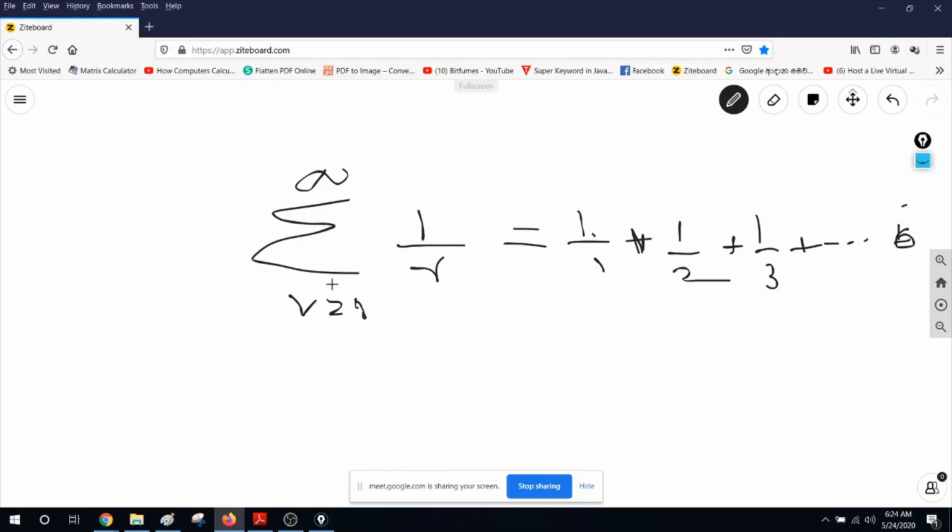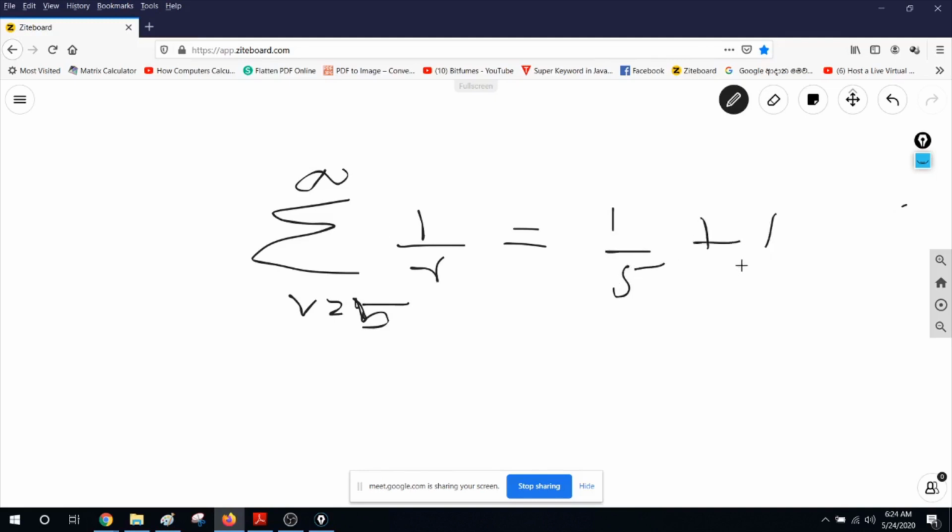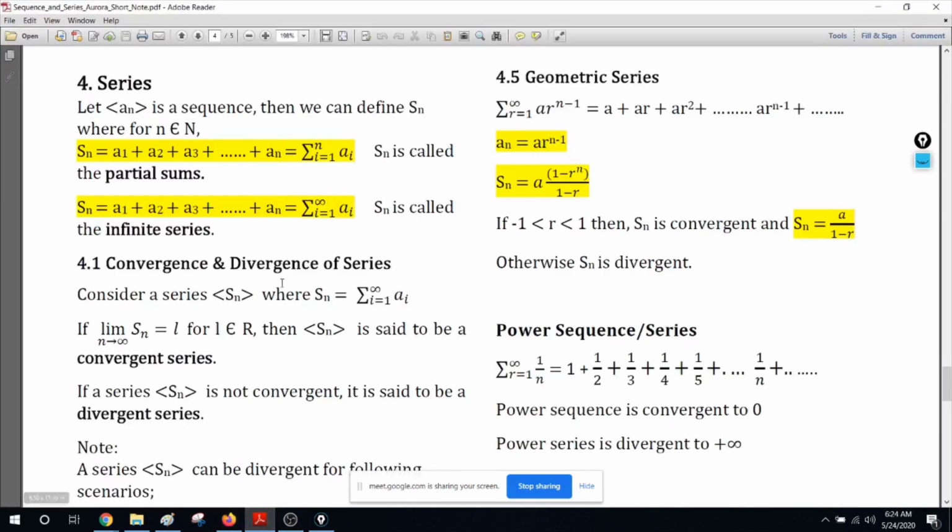It is not necessarily start with 1; it can start with something else also. For example, r can start with 5, then 1 over 5 plus 1 over 6, something like this. And it can end somewhere else also. For example, r starts with 5 and ends at 10, then when you reach 1 over 10, it has to be n. So that is the notation we use when it comes to series. It's a very simple thing.